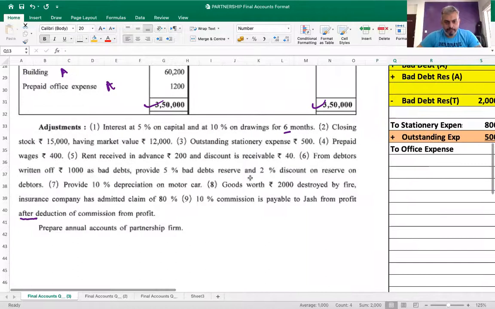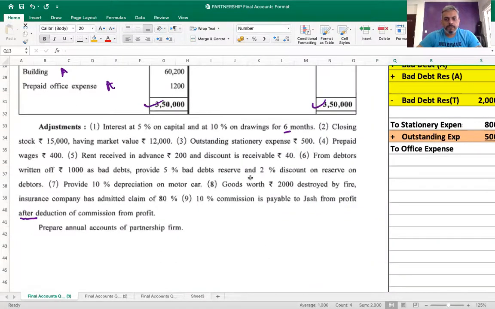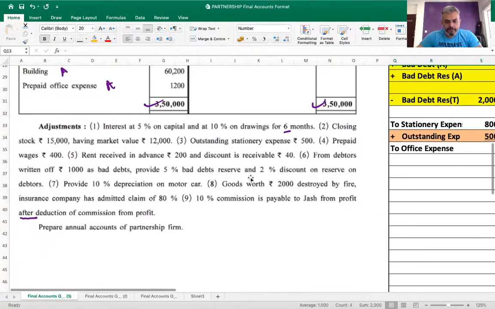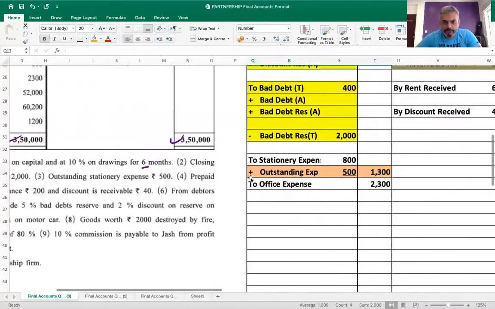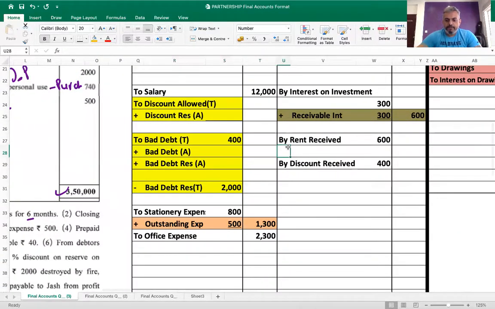Next, rent received in advance 200. Now just like paid in advance is not our expense, received in advance is not our income. So we have to subtract it from the rent. From 200 rent received, minus advance received 200. So 400.